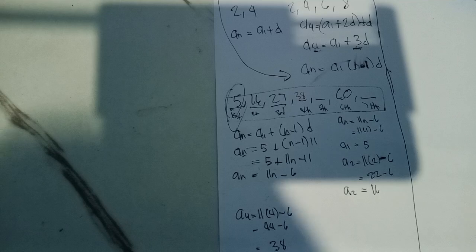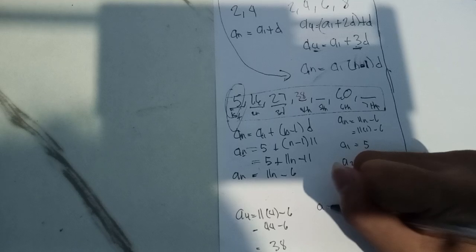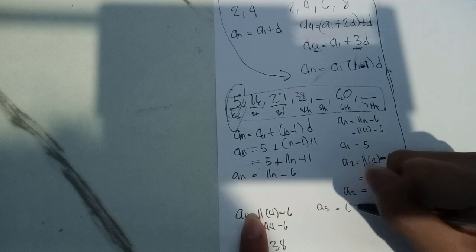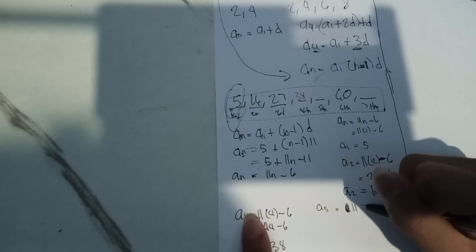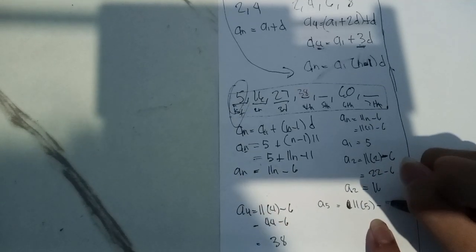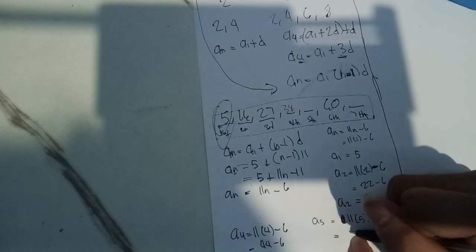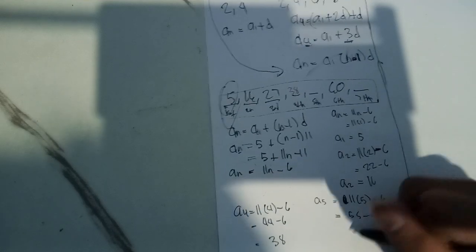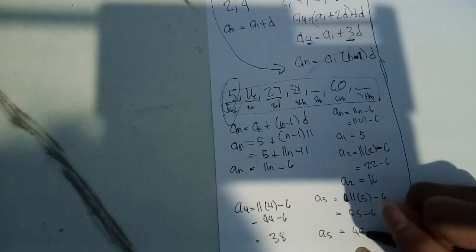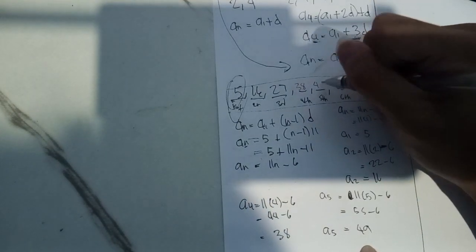Now, what is our fifth term? Okay, so again, fifth term, a sub 5 equals 11 times our number of term, which is 5, minus constant value of 6. 11 times 5 is 55, minus 6. That will yield a sub 5 is equal to 49. This is 49.